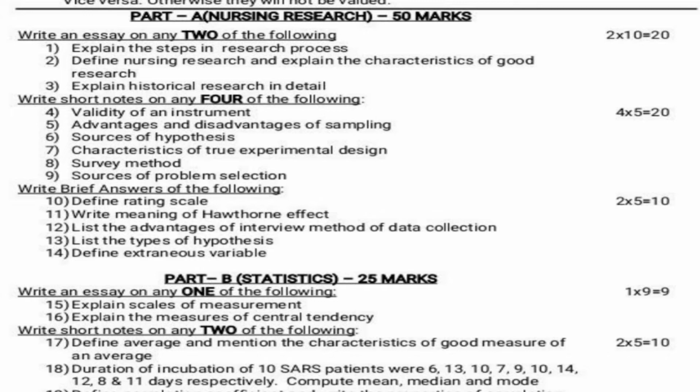Sixth question, sources of hypothesis. Seventh question, characteristics of true experimental design. Eighth question, survey method. Ninth question, sources of problem selection. 10th question, define rating scale. 11th question, write meaning of Hawthorne effect.